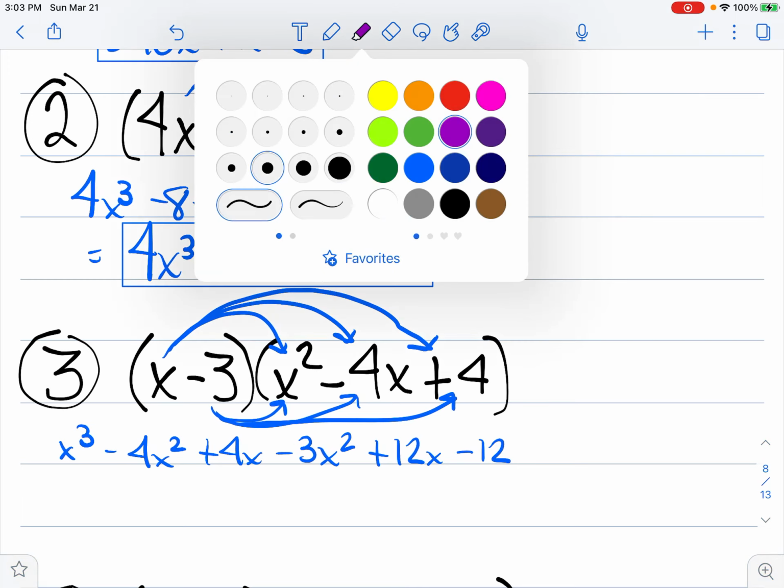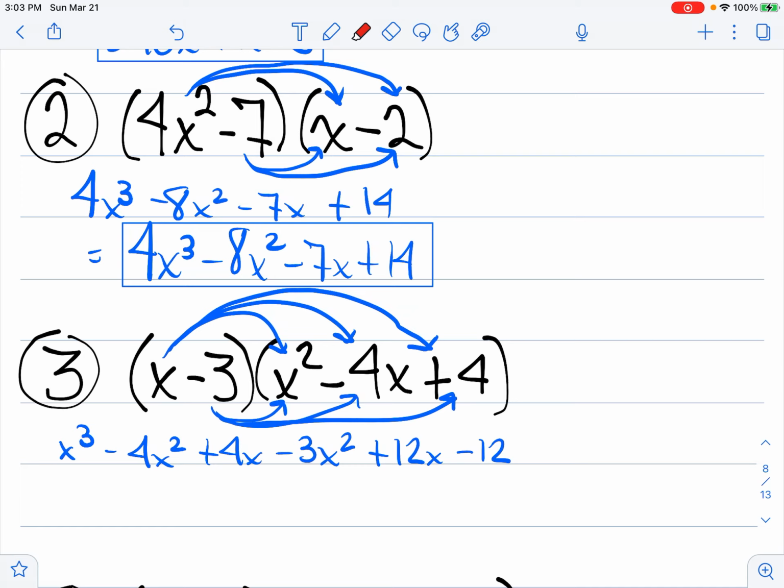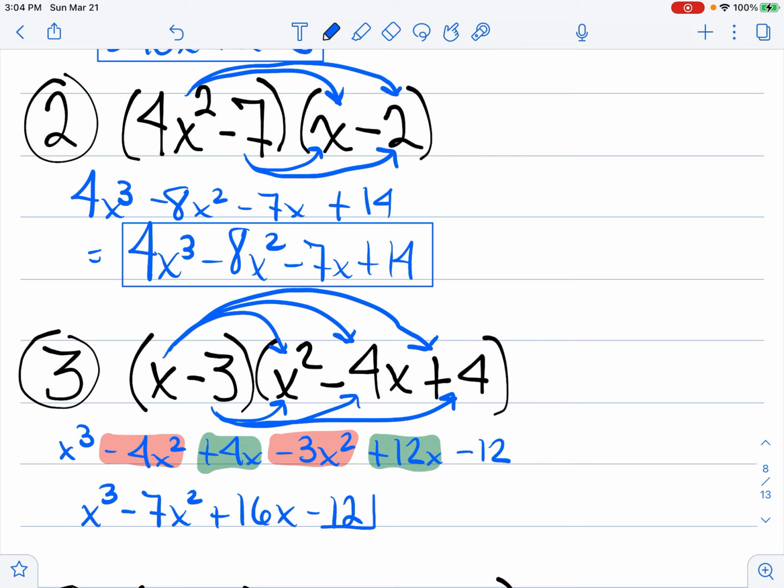All right, so now we're going to find like terms and combine them. So I see that we have a negative 4x squared, and we have a negative 3x squared, so we need to combine those. And I also see that we have a positive 4x and a positive 12x, and we need to combine those. All right, so then my final answer is going to be x to the third minus 7x squared plus 16x minus 12. That's the final product.